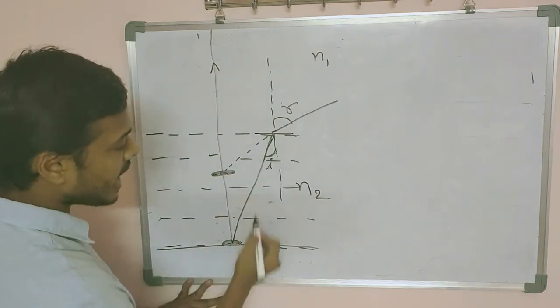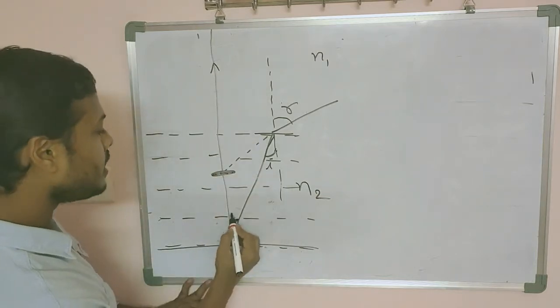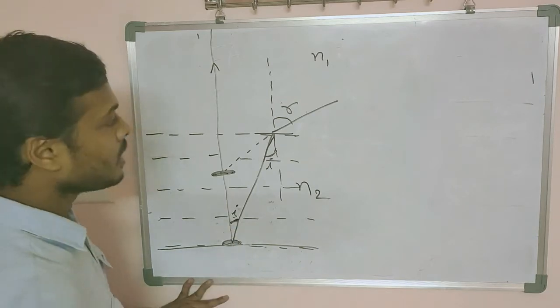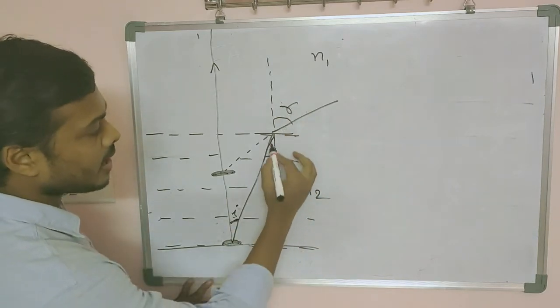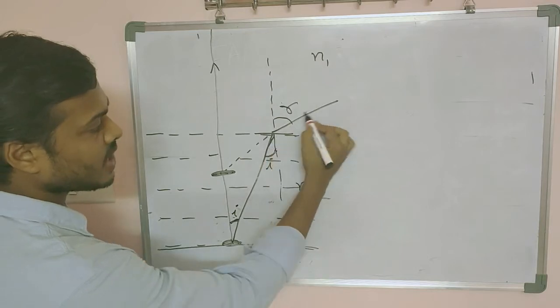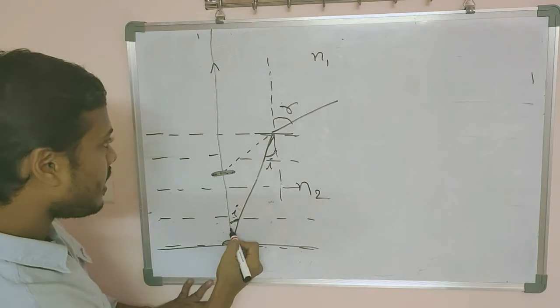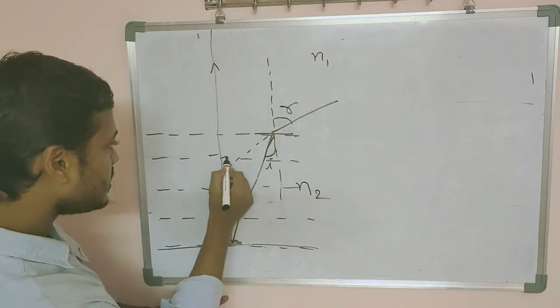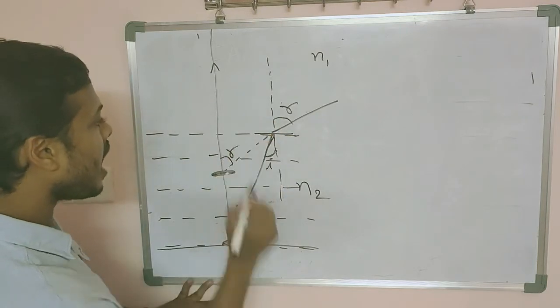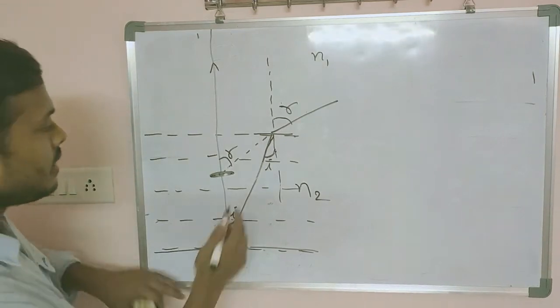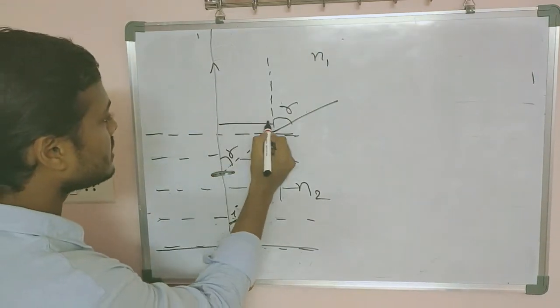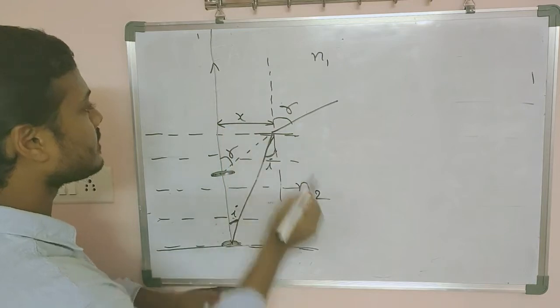So if this is angle I, this is also going to be angle I, and this is angle R, the refracted ray. Okay, this is the refracted ray, angle R. So these two lines are parallel. So if this is R, this is also angle R, and let this distance be x.